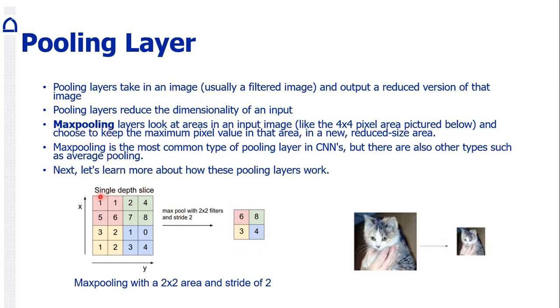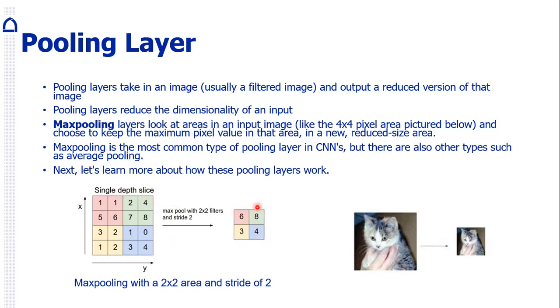Max pooling is simple. If you look at this square, the maximum number is 6, so it outputs 6. Here the highest number is 8, so it outputs 8. Here the maximum number is 3, so it outputs 3. The maximum number here is 4, so we output 4. So this is the input image and the output image.